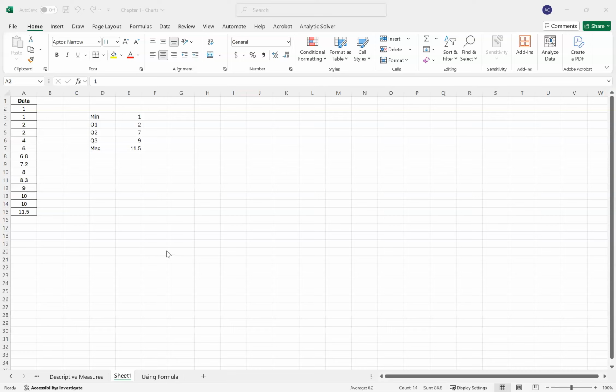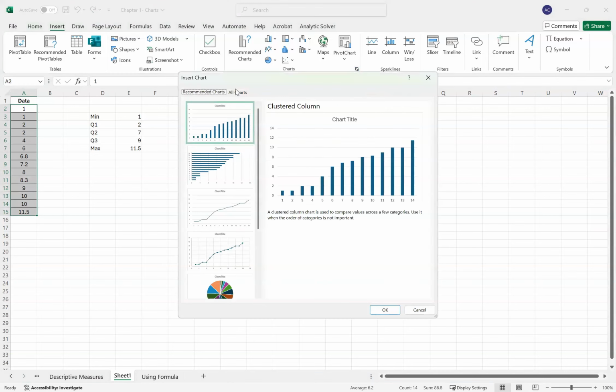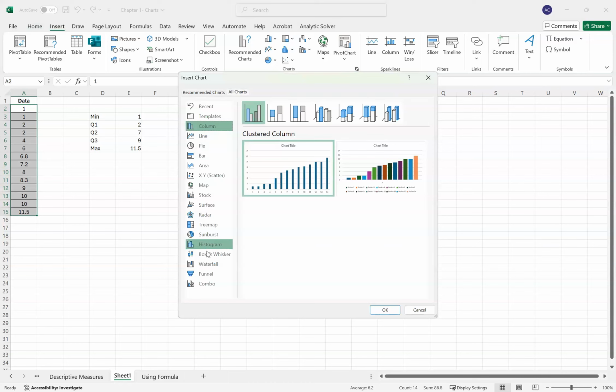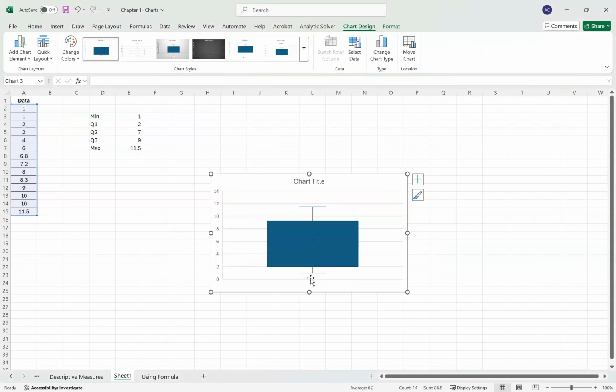Also, if we want to represent this in the form of a box plot, in the form of a graph, you can select this whole data first and then press insert and go to the charts, all charts, and then box and whisker, and you can create. So this represents the 5-point summary.